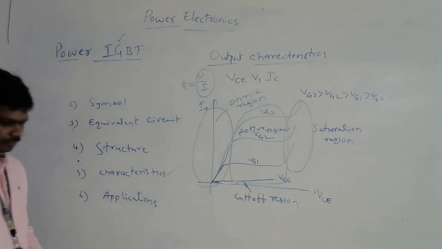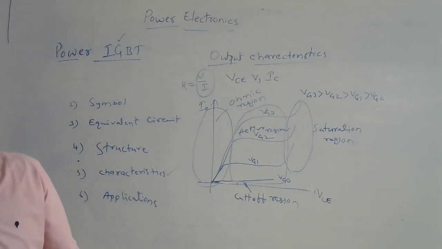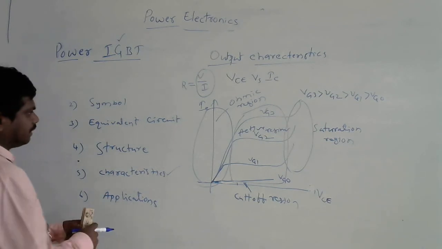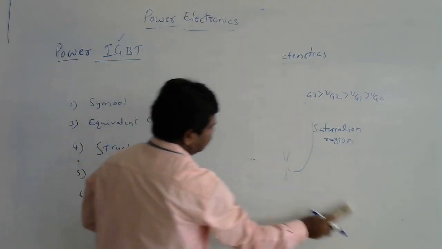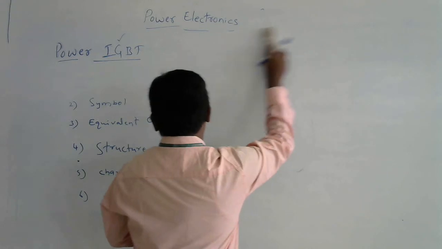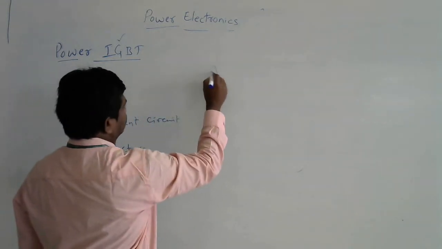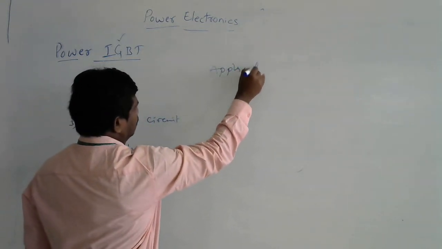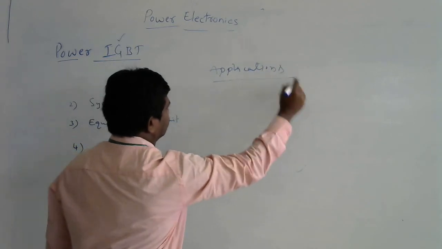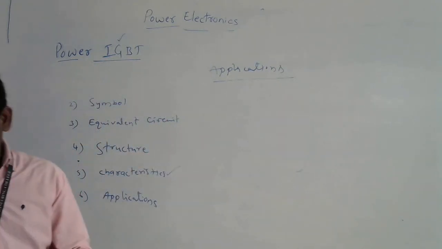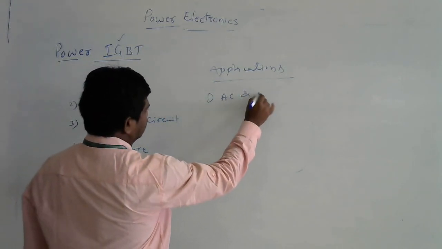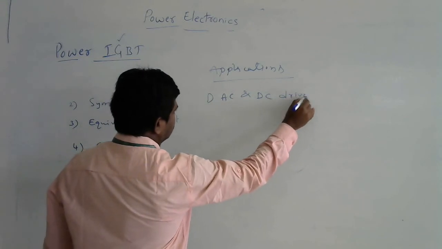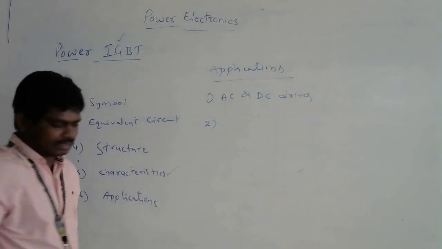Lastly, we'll see that we are using this type of device in AC and DC drives. Okay, just take down the applications. The final one is applications. Applications of power IGBT. First, AC and DC drives. We are using them more and more in the case of AC and DC drives.